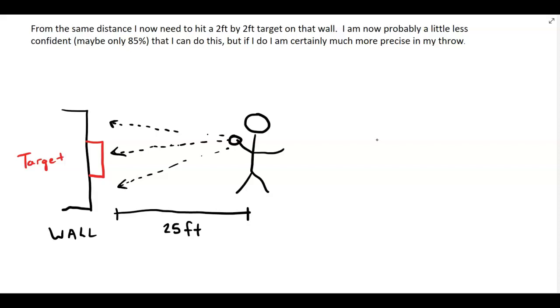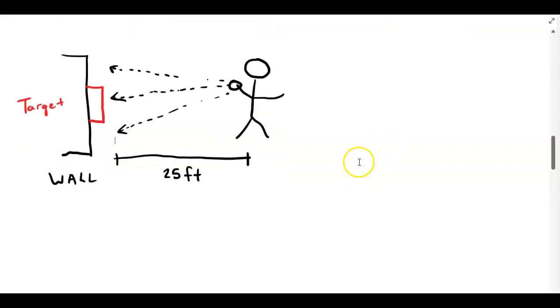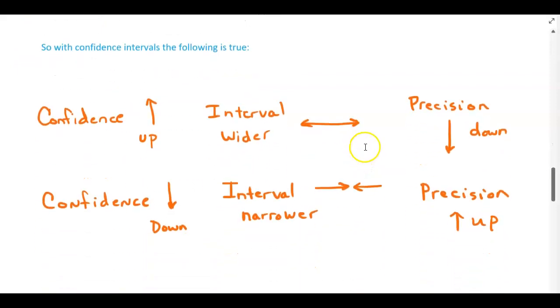And this is why confidence intervals are just like this. The more confident we are, the less precise we're going to be, and the less confident we are, the narrower the range we're going to have. I've summarized this in this little chart here. When your confidence goes up, the interval is going to be much wider, but your precision is going to go down.